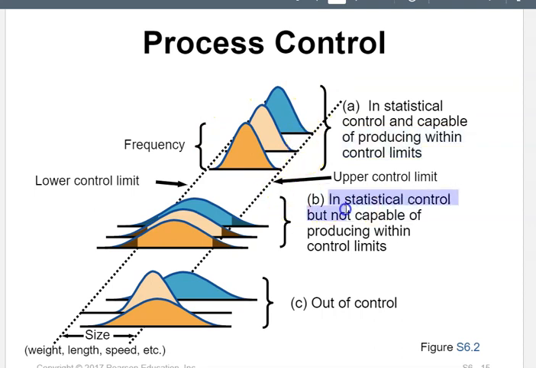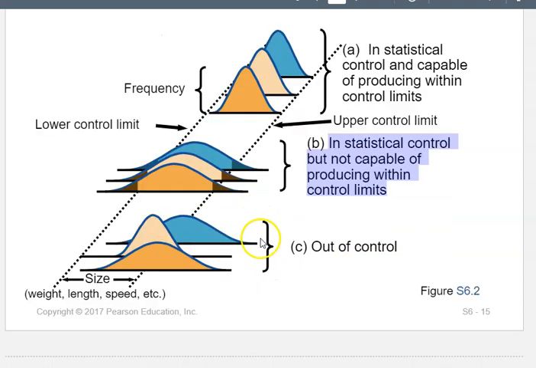But then there is statistical control, but not capable of producing within the control limits. They seem pretty much the same, but they're out of control. Maybe flights whose delay is more than 5 minutes. It's not happening in one case. Every day, every flight has more than 5 minutes delay. So that would be this case. Is that okay? The answer is no. So that system is out of control. Our system is completely out of control.